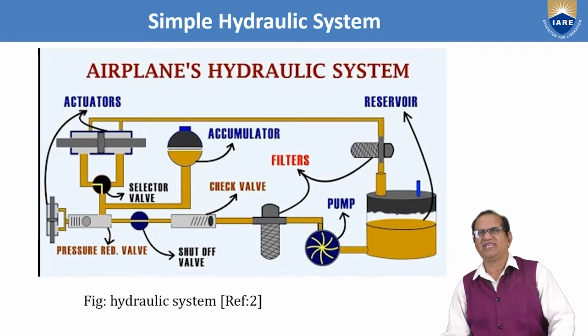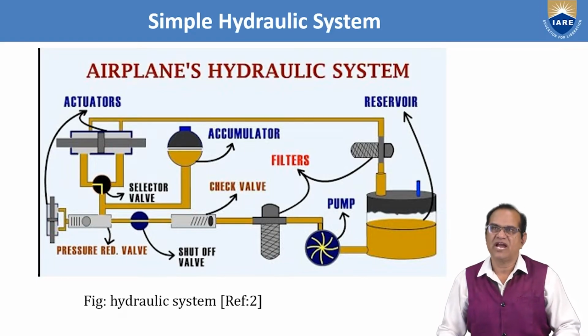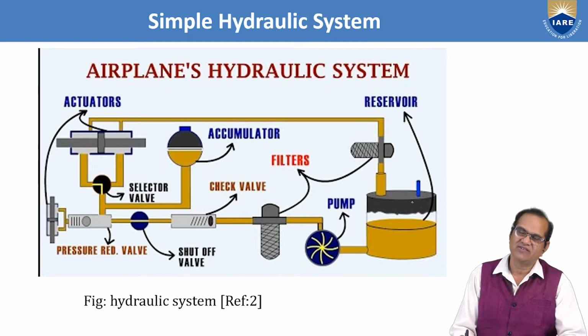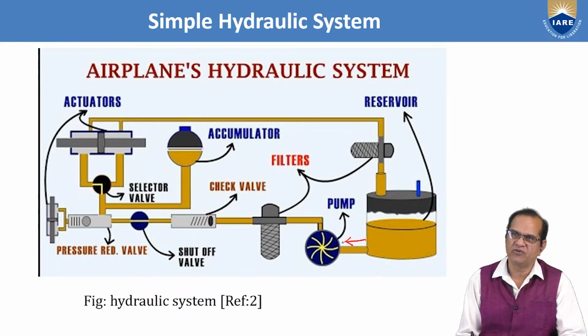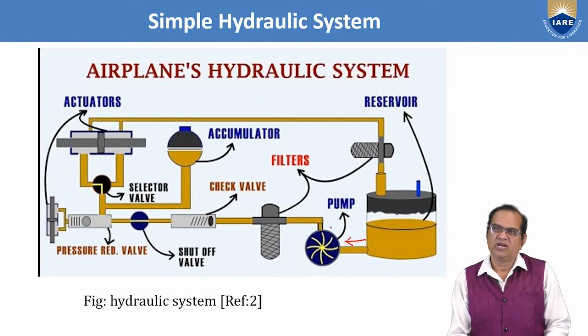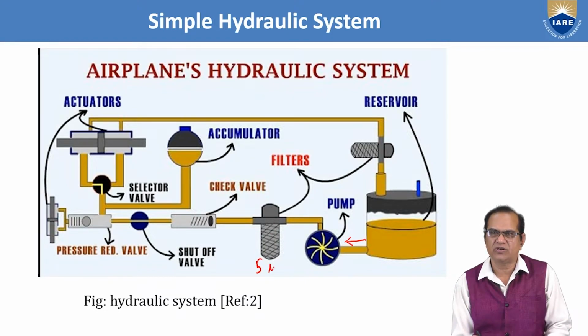Here I am showing a very simple, typical hydraulic system, and in this you can see that starting with the reservoir, as I just told you, it stores the hydraulic fluid. From here the fluid is sucked by the pump. Pump may be the reciprocating pump or the rotary pump. From here it will go to the filters. Here also one filter is in the return line. In the filter mostly we use the 5 micron filter. So any particle more than 5 micron will be trapped inside this filter.